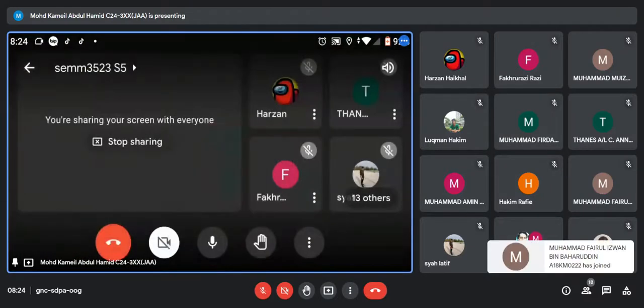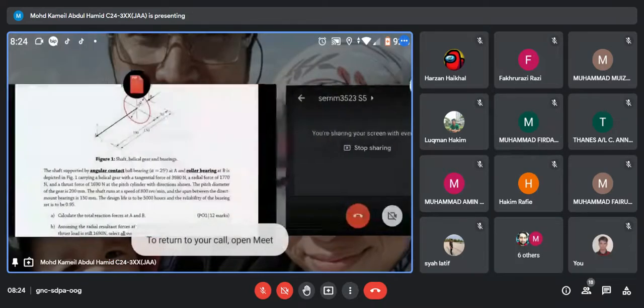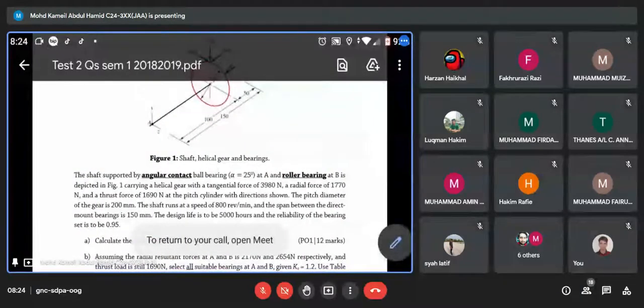Variable is 1. Okay, so that is the question: calculate the total reaction forces at A and B. I will give you 10 minutes. Try to get what is the value of reaction at point A and point B. Okay, give it a try.